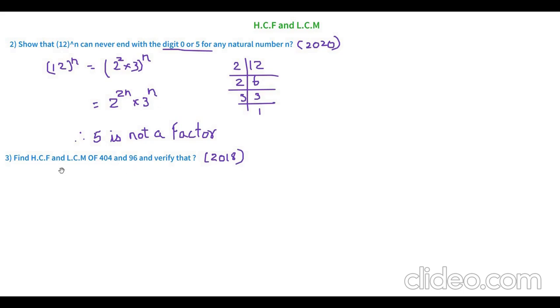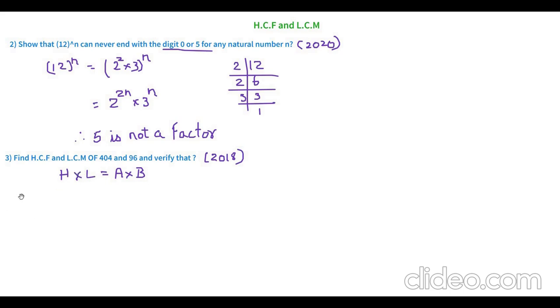To verify, we have a formula, like I have already explained. HCF times LCM equals A times B. That means you multiply HCF and LCM and you get the product of the two numbers. So first let's find the HCF and LCM of 404 and 96.